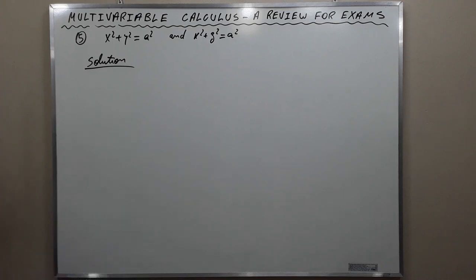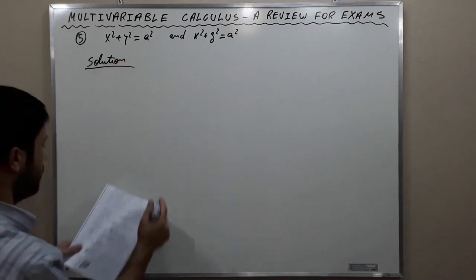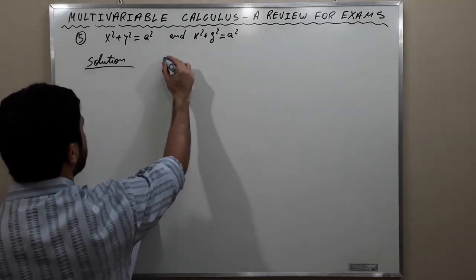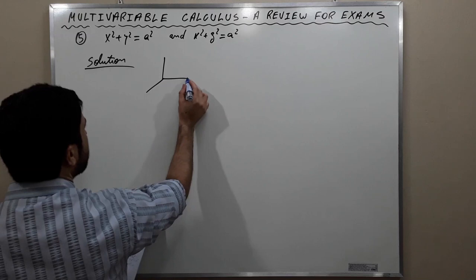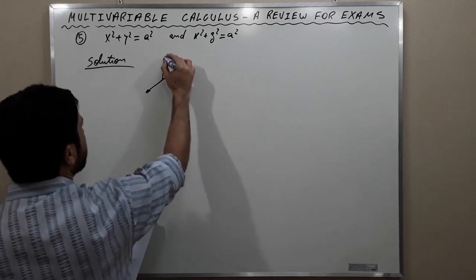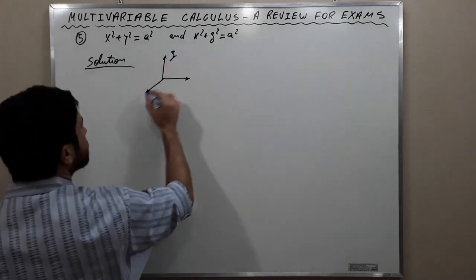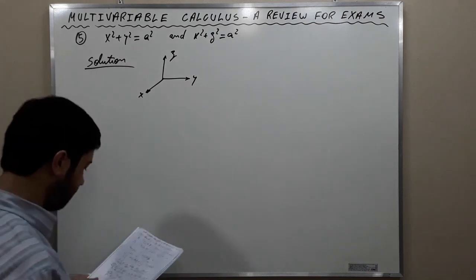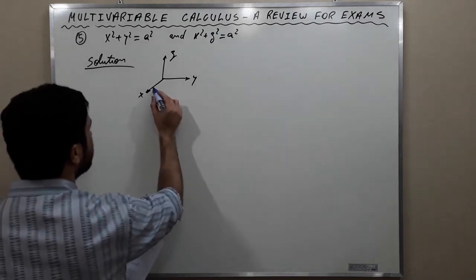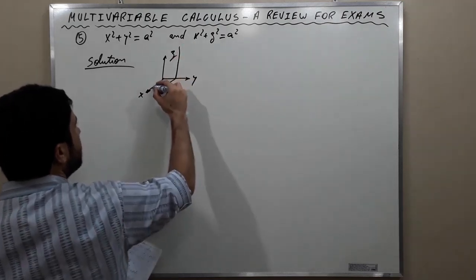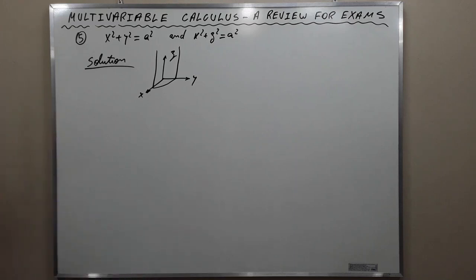Let's draw the cylinders. First of all, let's draw this cylinder here along the z-axis. And we are going to have a surface here on the xy plane, and the cylinder is going to be like this.